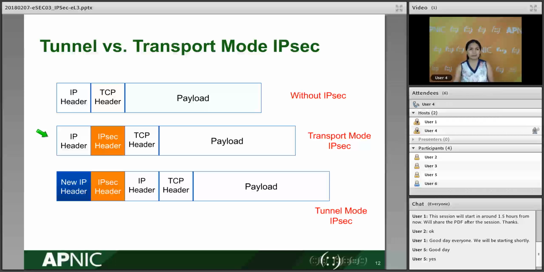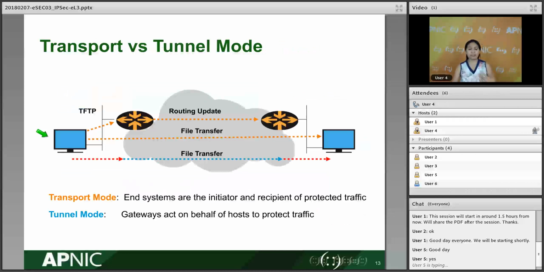So yeah, but implementation-wise, notice the difference between these two is how the IPsec header encapsulates the payload or the whole packet. And then, of course, as a result, you either have a new header or just use the original header.